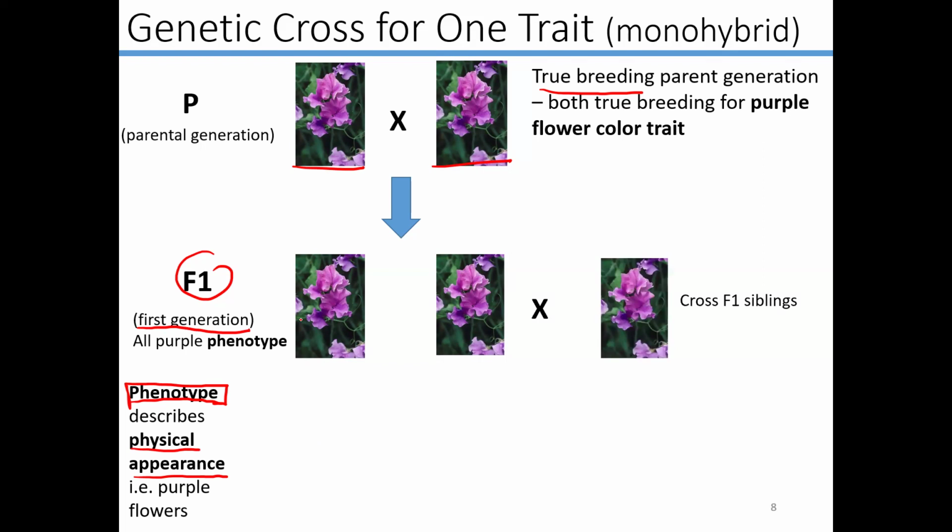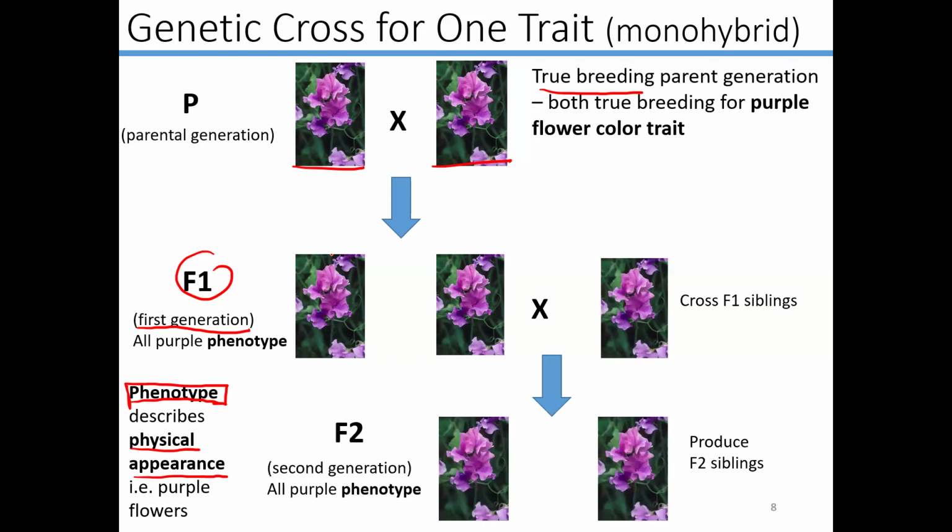Again, if we cross it again, you can see in our F2 generation, or our second generation, all of these are also purple flowers. So in this case, you can see that we have a purebred flower color trait because we're starting with our P, parental generation, crossing those. We have our F1 generation, crossing that again. We have our F2 generation, and all of our organisms are purple flowers.